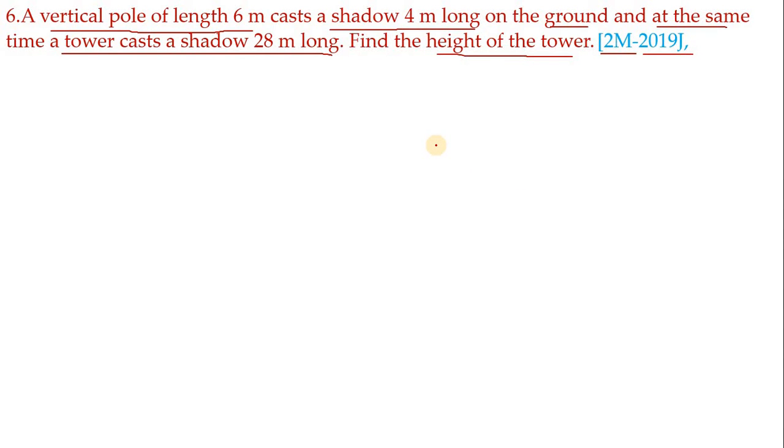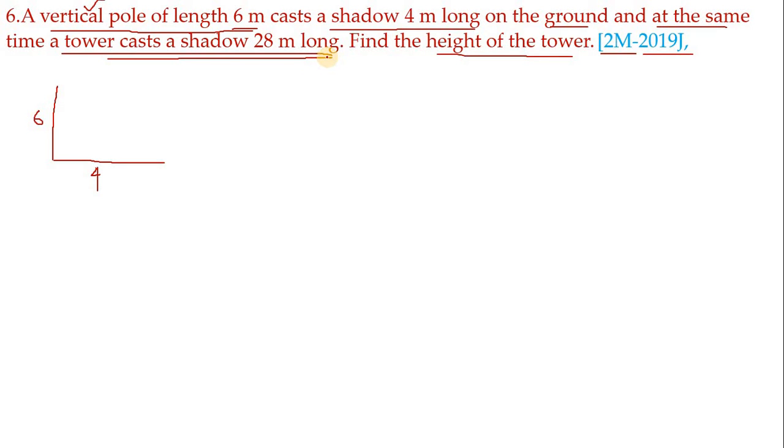So for this we wanted to draw a proper figure, children. See, in this problem they are talking about a vertical pole. Vertical means which is standing upright like this. So its length is 6 meter and it's casting a shadow. Shadow means the shadow will fall this side. So its length is 6 and its shadow length is 4. At the same time, the tower casts a shadow of 28 meter long.